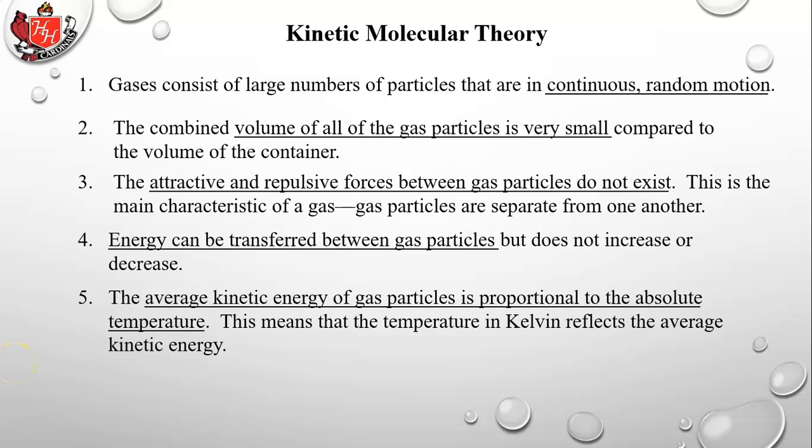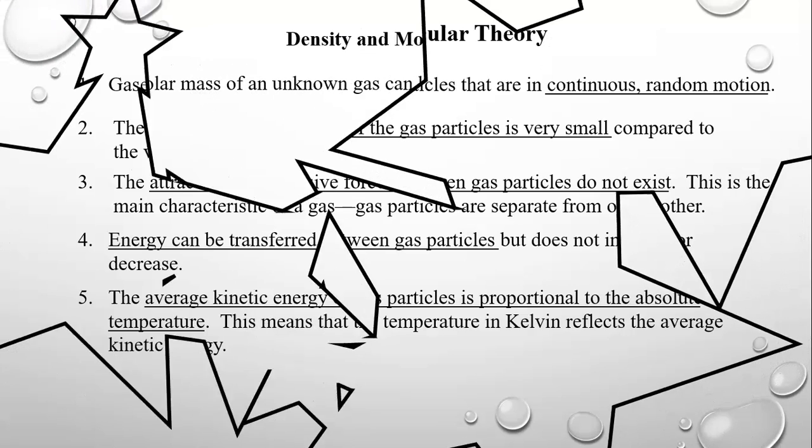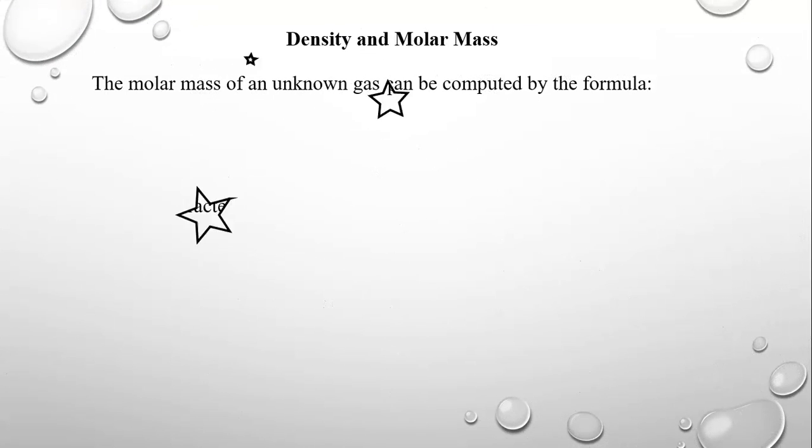Okay, density and molar mass. There's a formula that relates the density of a gas with the molar mass of the gas. The molar mass of an unknown gas can be computed by the formula: molar mass equals density times gas constant times temperature in Kelvin over pressure in atmospheres. The density, by the way, is in grams per liter.